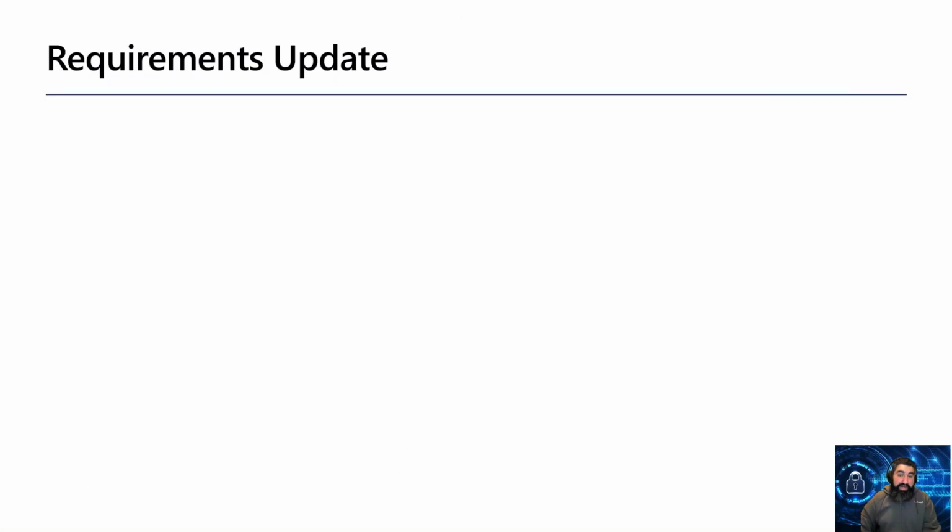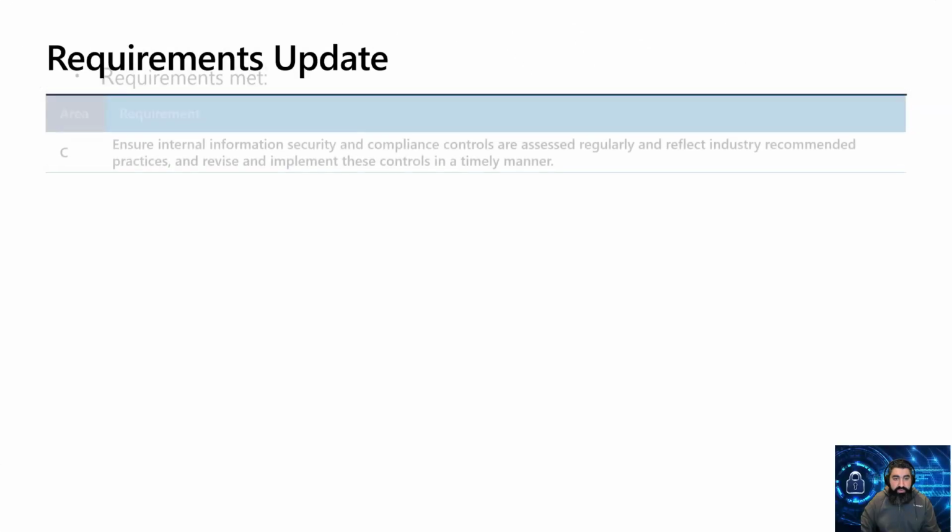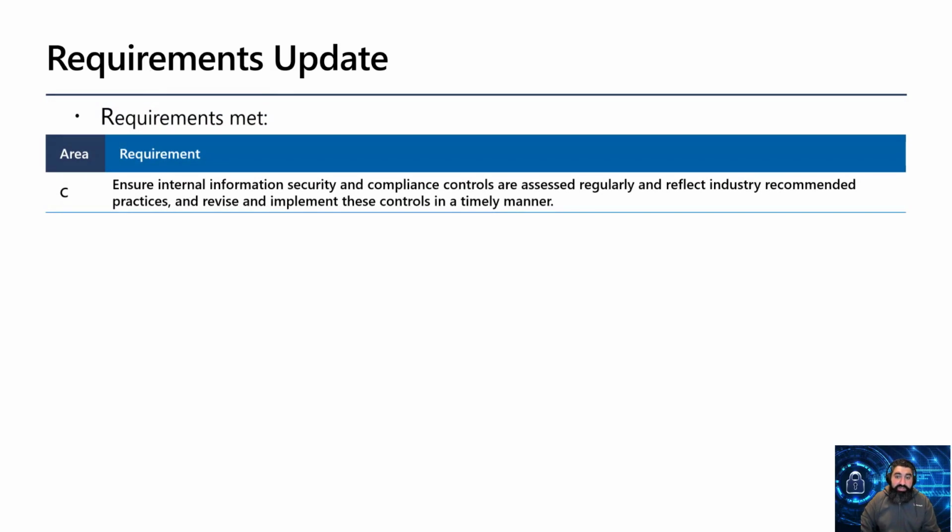Thanks, Shashank. Now, before we close out this episode, let's quickly go over the SBD requirements one more time to see if we have any updates and whether we managed to address any of the listed requirements. The main requirement that we managed to address in this episode is: ensure internal information security and compliance controls are assessed regularly and reflect industry recommended practices, and revise and implement those controls in a timely manner. As now we know what regulations apply to our organization and what their requirements are, we can now track, action, and update those action items as we implement them.